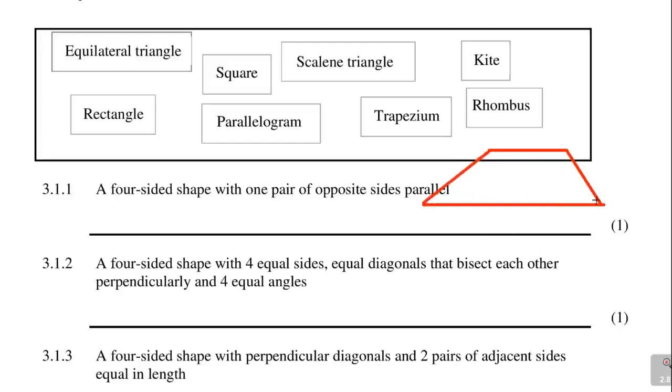It's a 4-sided shape also, because they are saying with one pair of opposite sides parallel. I want it to be clear there. And you can see what shape this is. This is a trapezium. A trapezium is a shape with one pair of opposite sides parallel. That's the common thing. There is one pair, not two. It's 4-sided, but it's one pair.